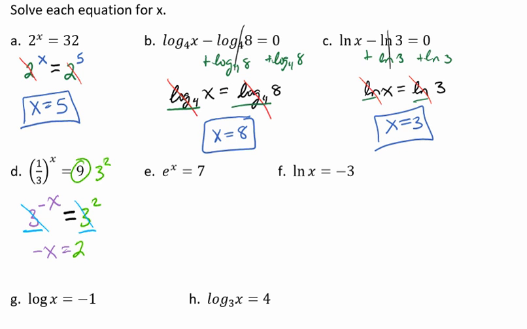We'll divide both sides by -1 to get us x equals -2 as our solution. For problem E, we have e to the x equals 7.